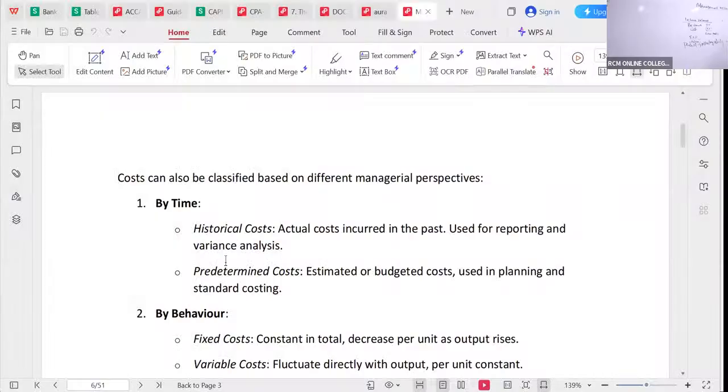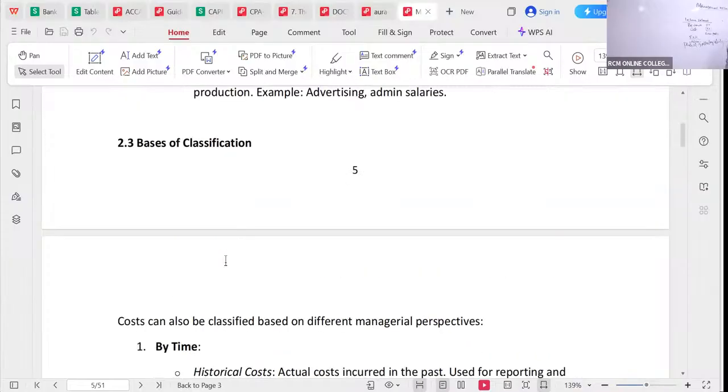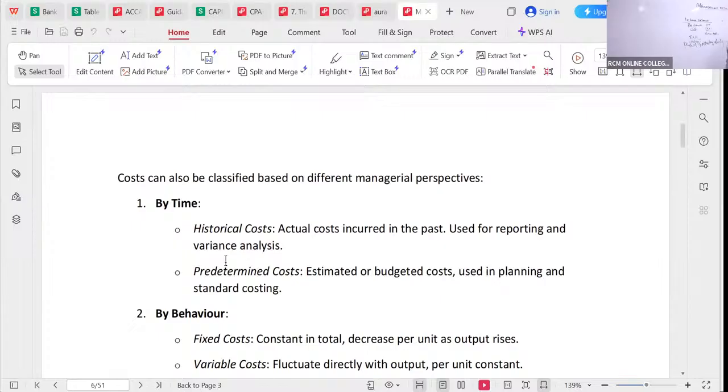All right. Now, ladies and gentlemen, from there, we have a classification of costs on the basis of how they behave. Based on classification, we classify costs by time. By time, we shall always have two types of costs: past costs and what here? Future. Historical and future costs. Historical costs are actual costs incurred in the past, used for reporting and variance analysis. Then we have future costs, which are predetermined, estimated or budgeted costs used in planning and standard costing.